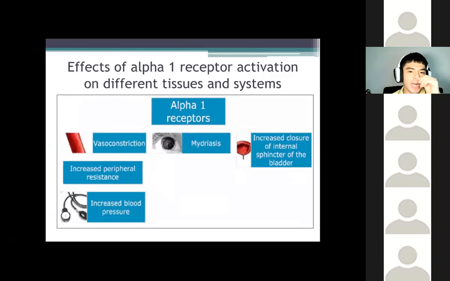Now, paano naman ang alpha-1 receptors? Anong sabi ko sa alpha-1? Ano ang generalized effect ng alpha-1? Contract or relax?